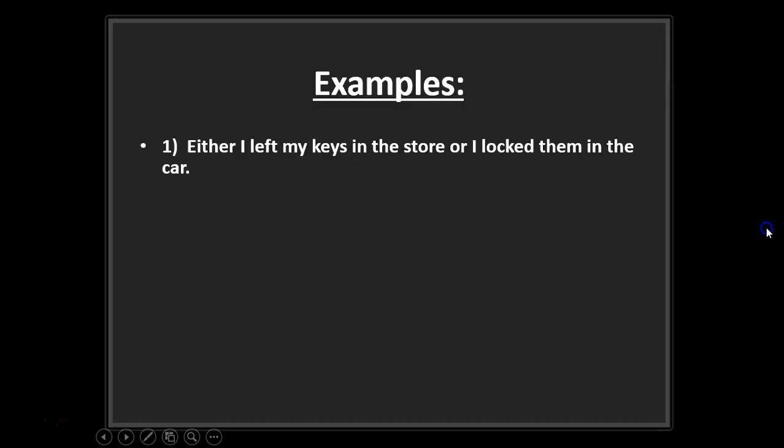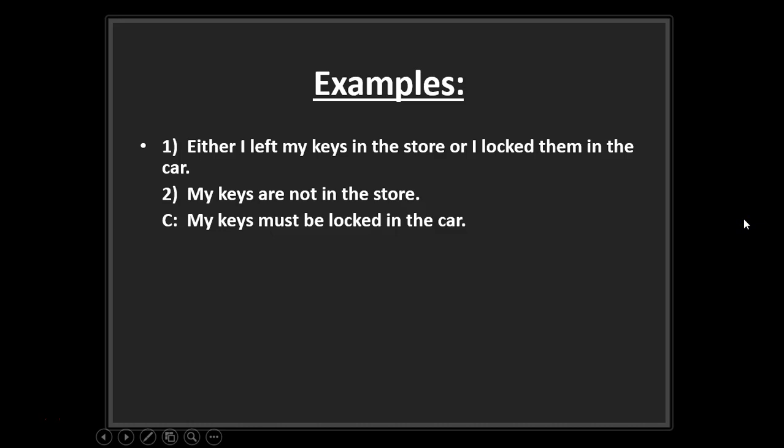So some examples. Either I left my keys in the store or I locked them in the car. Well, as it turns out, they are not in the store, so by elimination, they must be locked in the car. Assuming these two premises are true, that conclusion would have to follow. That conclusion would have to be true as well.